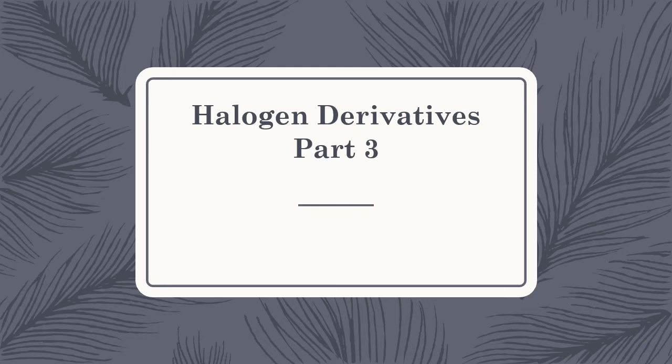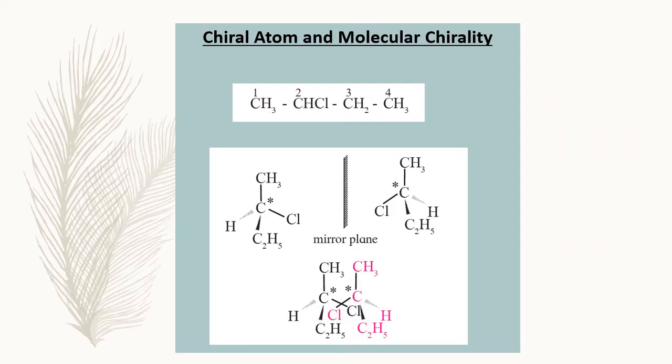Hello everyone. We will continue our topic halogen derivatives. Now observe the example of compound 2-chlorobutane, CH3CHClCH2CH3. There are 4 carbon atoms. The second carbon atom is attached to 4 different atoms or groups, that means hydrogen atom, chlorine atom, methyl group and ethyl group.